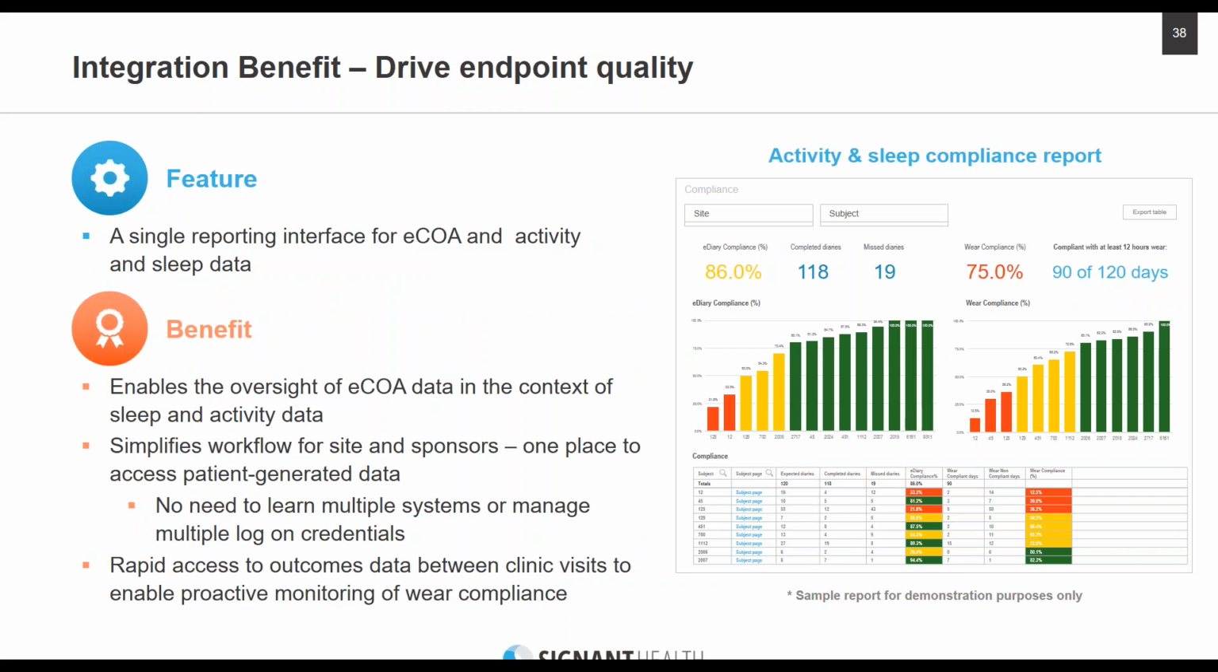So again, driving that endpoint quality, we have a single reporting interface for eCOA and activity and sleep data, and we think this provides a number of exciting possibilities. And with regards to the benefits, it enables the oversight of eCOA data in the context of sleep and activity data. And it also simplifies the workflow for sites and sponsors, again, because they have one portal to access that patient-generated data. No need to learn multiple systems or have different logon credentials to manage. And it gives them much more rapid access to outcomes data between clinic visits to enable the monitoring of wear compliance.